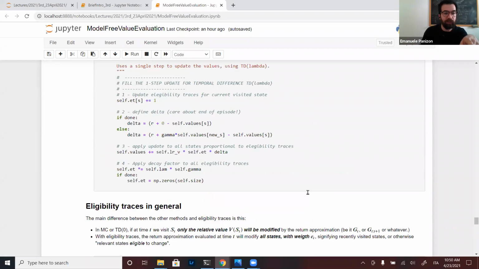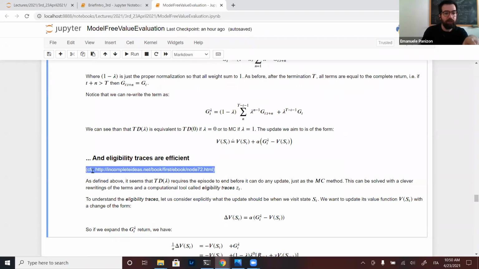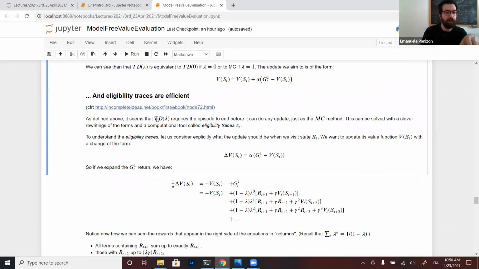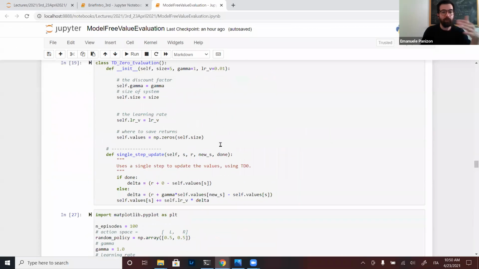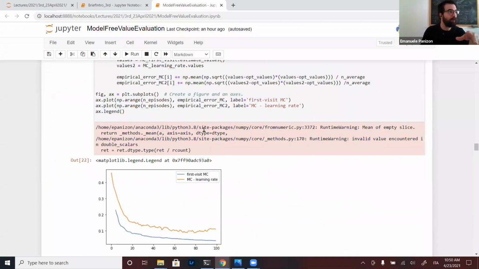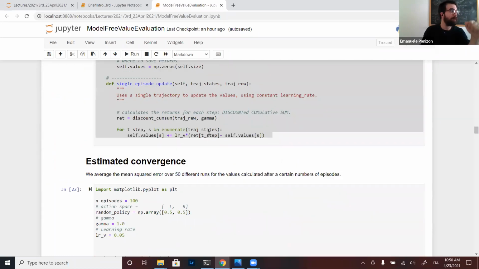I also found, for example, for the eligibility trace for the backward and forward view, that this blog, which is a part of the Sutton and Barto online material, I think is very clear if you want to see more. This random walk is exercise 6.2 of the book. So again, there you can see that there is some material.